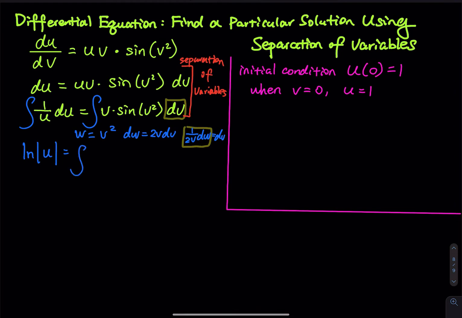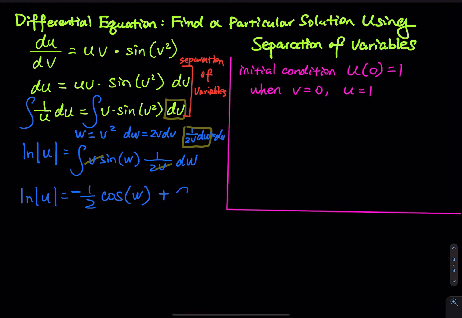We have the integral of v times sine of w, and then the dv is 1 over 2v dw. Very easy, you can get rid of the v right after the change of variable. You take the 1/2 out, the integral of sine is just a negative cosine. So ln absolute value of u equals, you bring the 1/2 out, the integral of sine is negative cosine. I know I missed a negative, so there is a negative in front of the 1/2, and then you add a c to it. And then the integration is done.